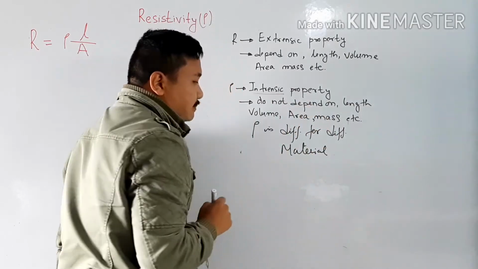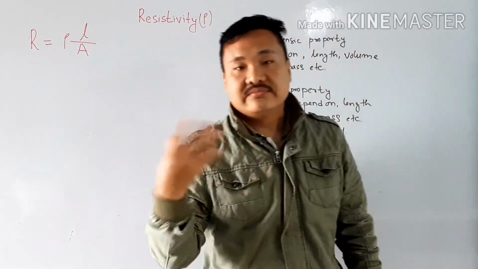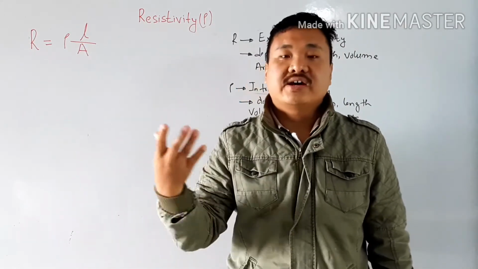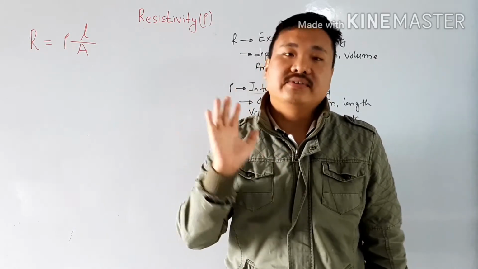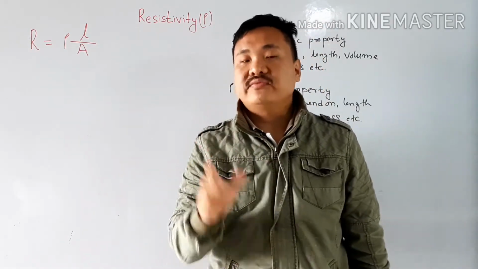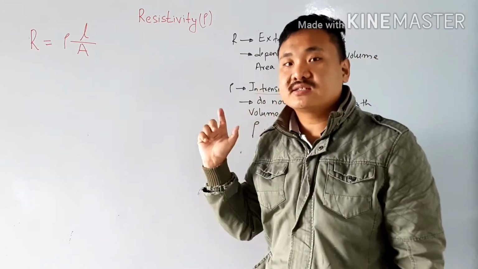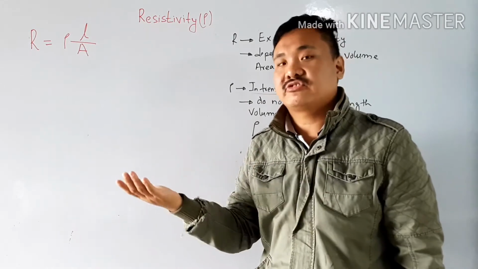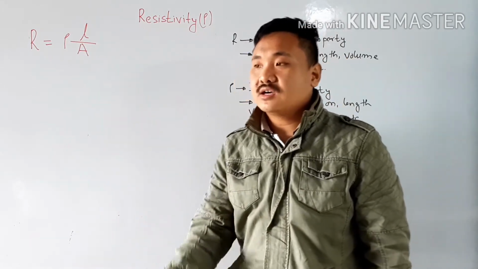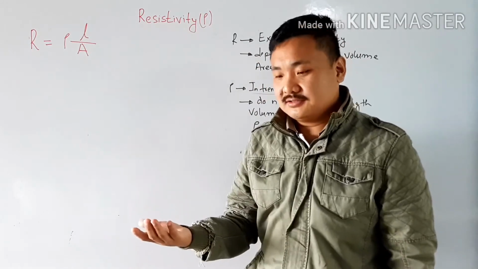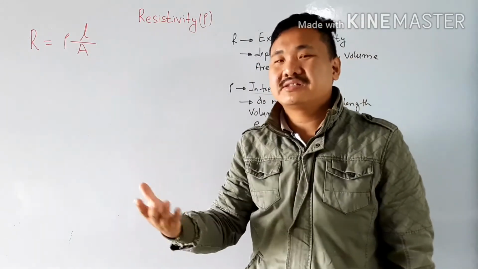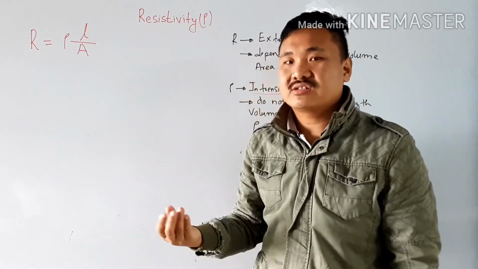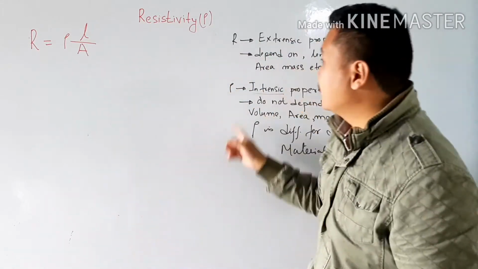So for copper the resistivity is something else, for silver, for gold, etc., the resistivities are different. And please remember, a very important difference, that resistivity does not depend upon length, area, volume, etc. You can also say that resistance has unit ohm, and resistivity has unit ohm meter, etc. These are not so important, only the first two differences are very important.